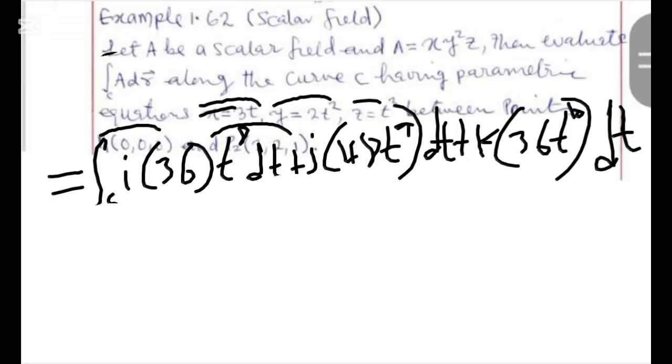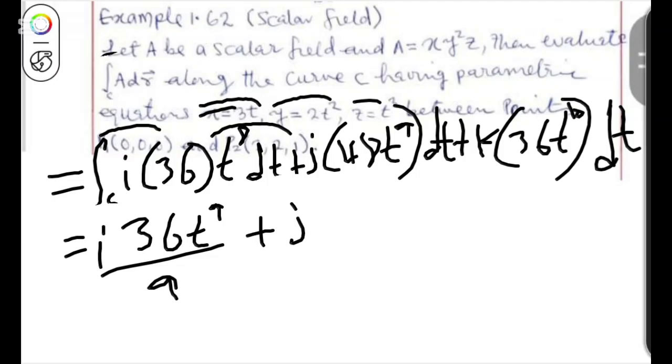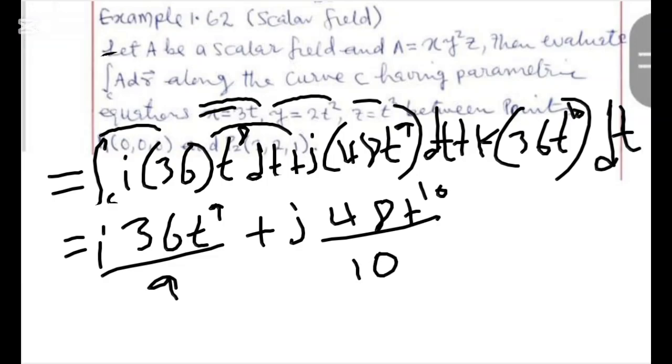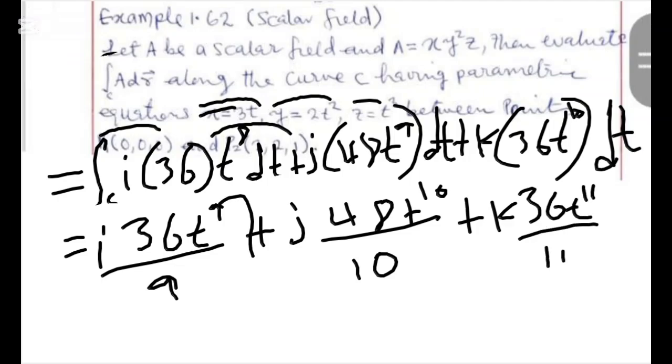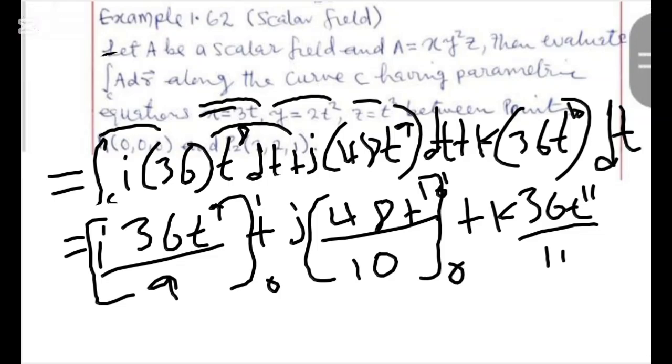So I have to integrate this. To integrate this, at the end I will get 6t power 9 over 9, and therefore plus 4j, which is 48t power 10 by 10, also plus 4k, 36t power 11 by 11. So the next thing to do is that, don't forget I have the limit, which is what? 1 to 0, and also the limit 1 to 0, and also the limit 1 to 0.